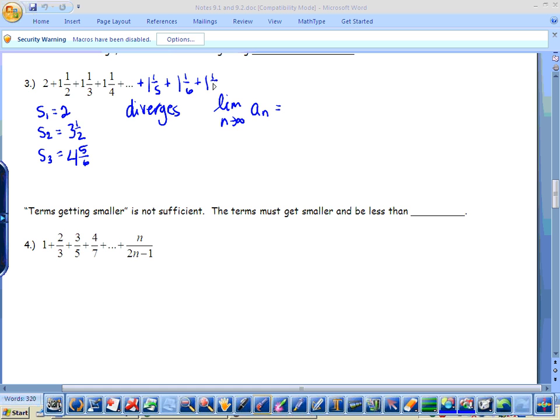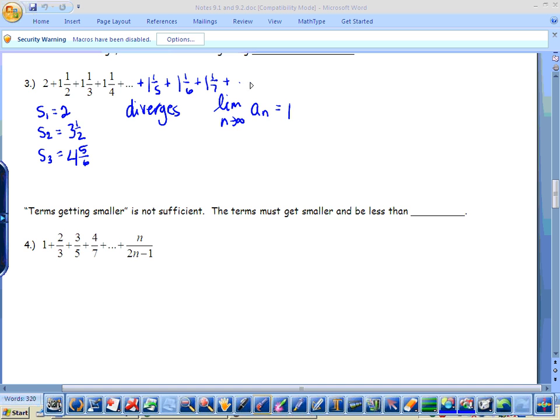And 1 1/7. So as n approaches infinity, or my number of terms approaches infinity, what do you think that nth term is going to approach? The next one would be 1 1/8, 1 1/9, 1 1/10. It's going to approach 1, right? The nth term is going to approach 1.